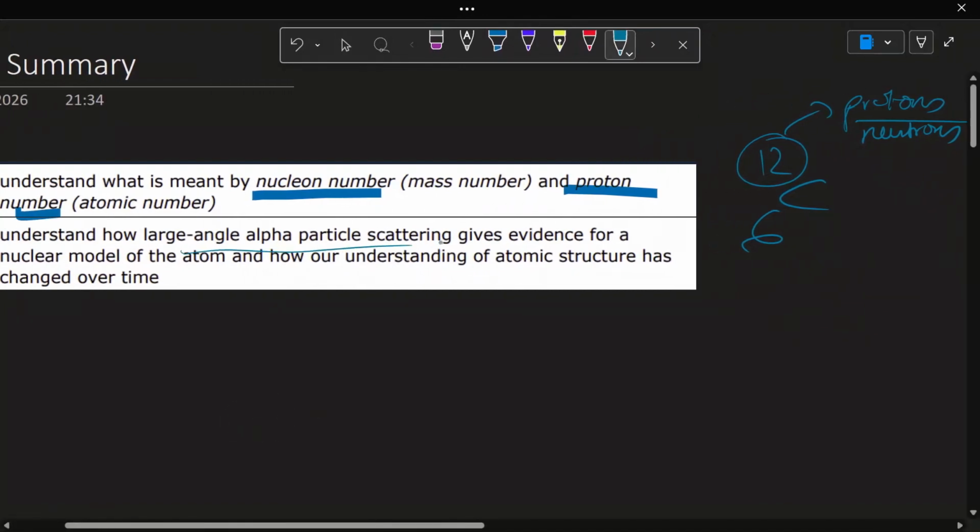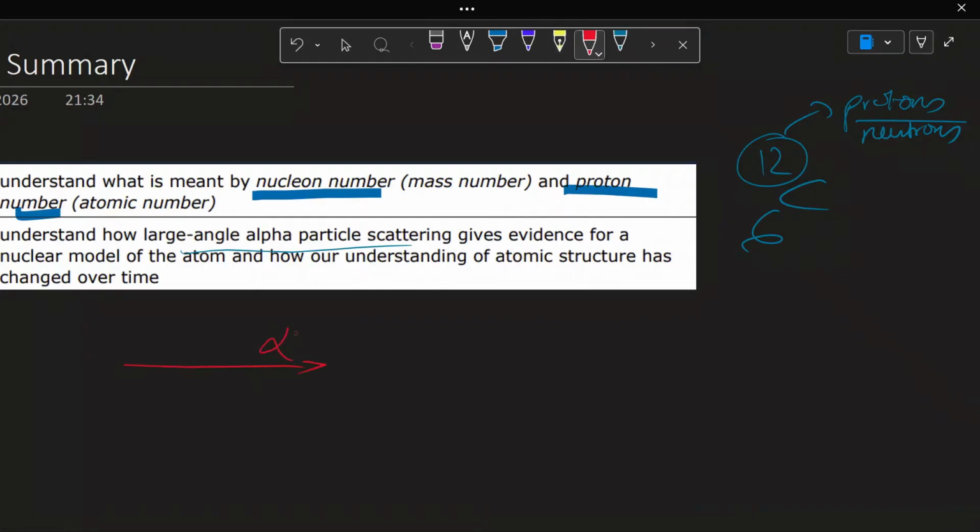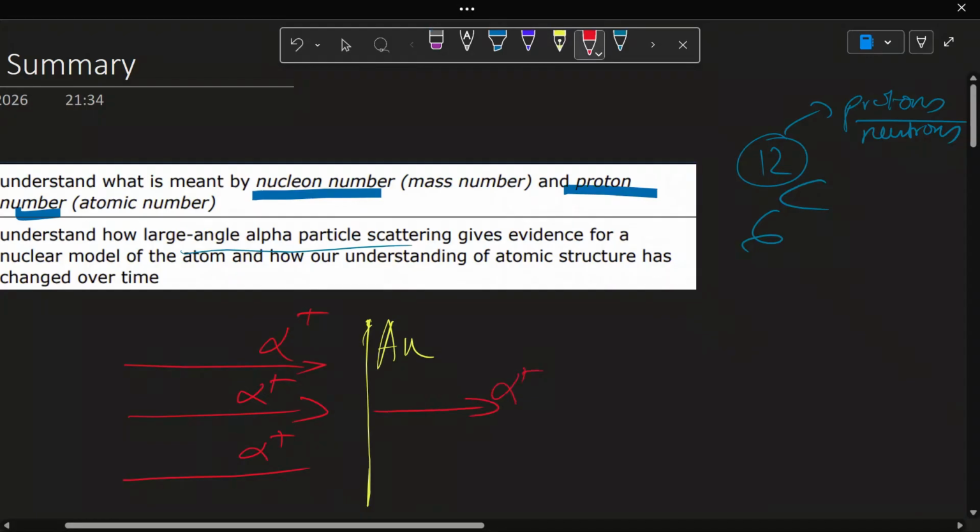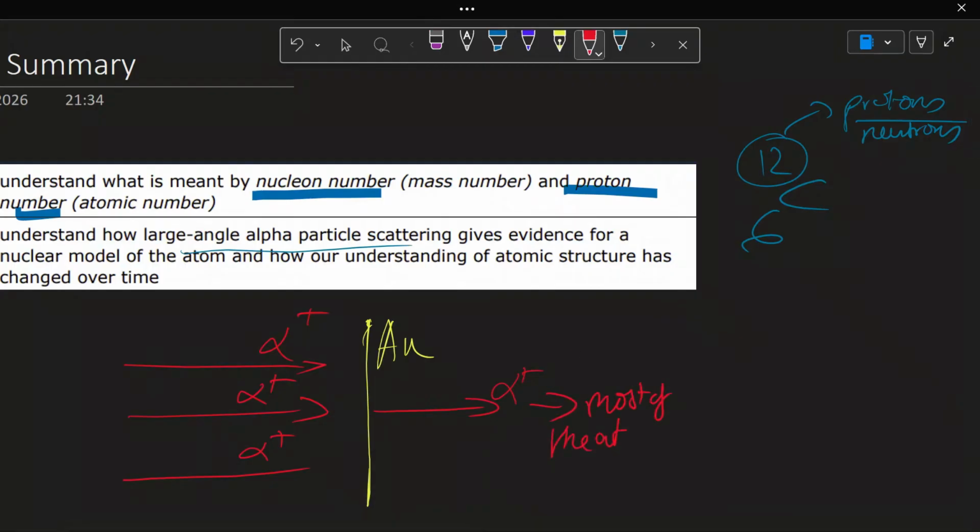Okay, so a large angle alpha particle scattering experiment. So essentially what they did was they fired loads of positive charge alpha particles towards a thin layer of gold foil. Okay, so most of the alpha particles went straight through, meaning that most of the atom was empty space.